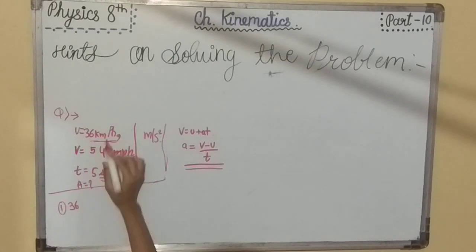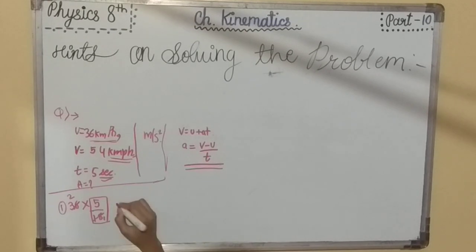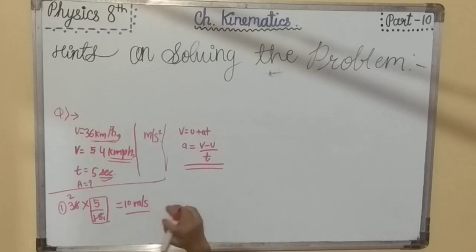First we will convert u, that is 36 multiplied by 5 upon 18. By the formula, we will always multiply by 5 upon 18. So 18 ones are 18, 2 eighteens are 36. 2 into 5 is 10 meter per second.